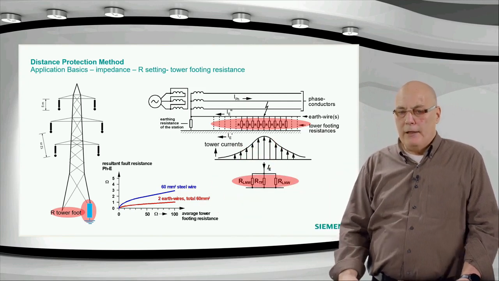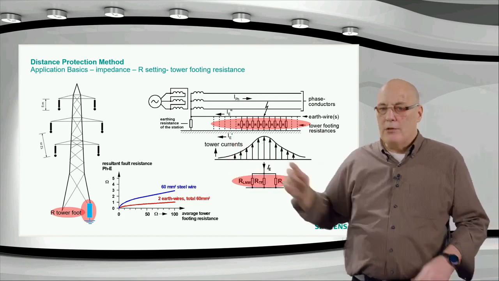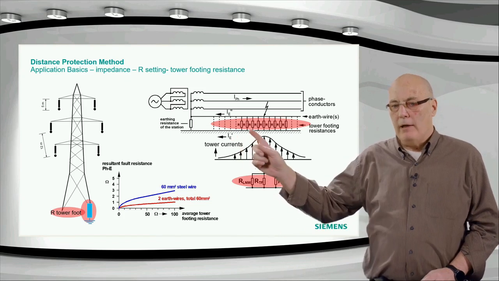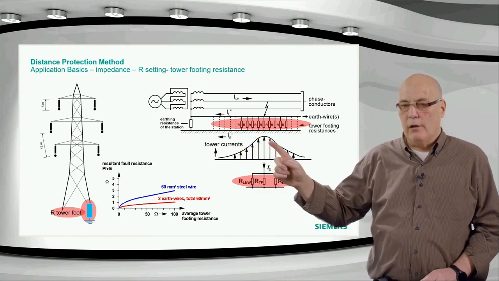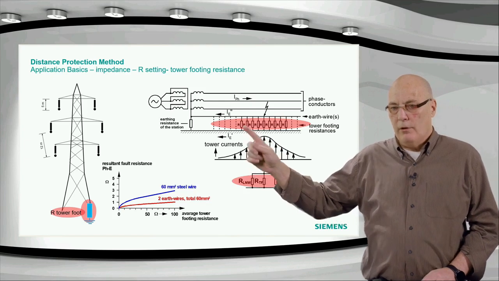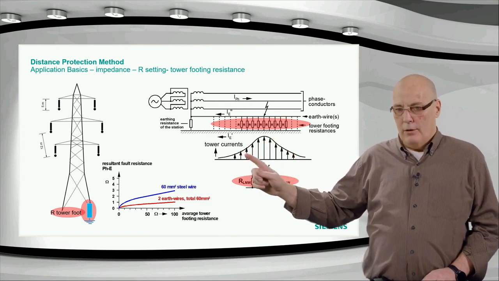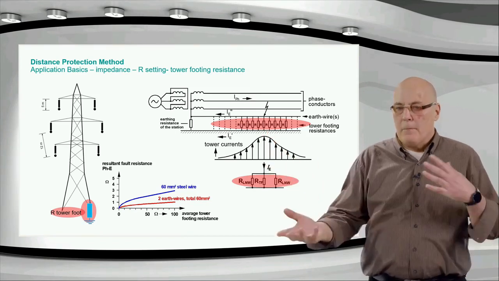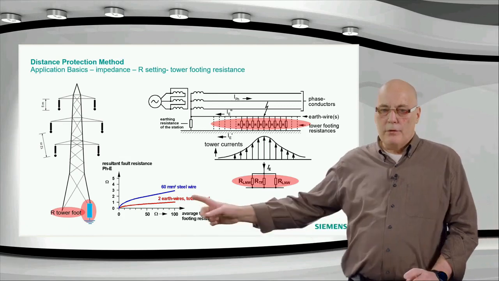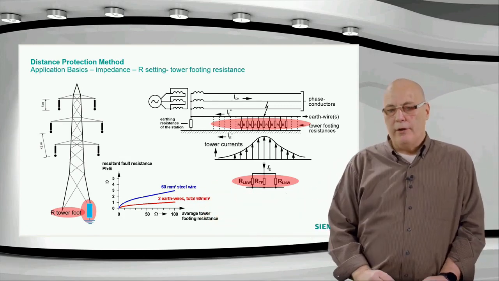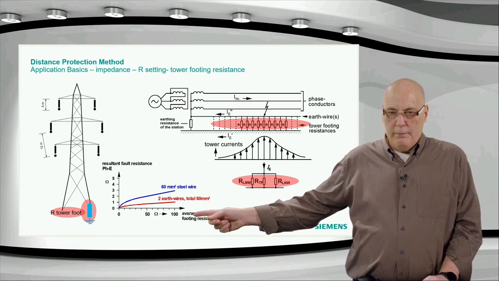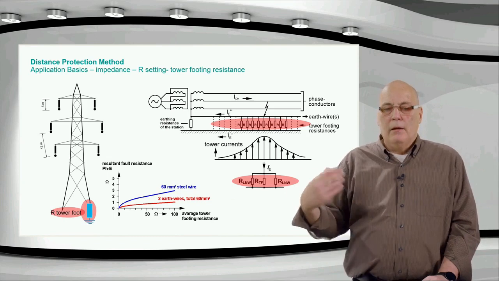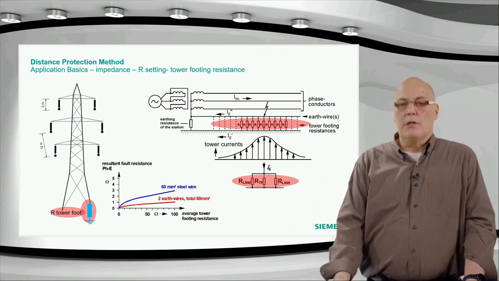So the effective tower footing resistance seen by the relay is not one, it's a number of tower footing resistors in parallel, but they don't all have the same magnitude of current. So the closest one has the biggest, and as you go further away from the fault location, the currents go down. This looks like a Gaussian distribution of current. Difficult to calculate, and therefore normally we use a simple graphic representation for that. You can see here, this would be the ohms for one tower resistance. And this is something that is specified in the tower construction because it costs money.